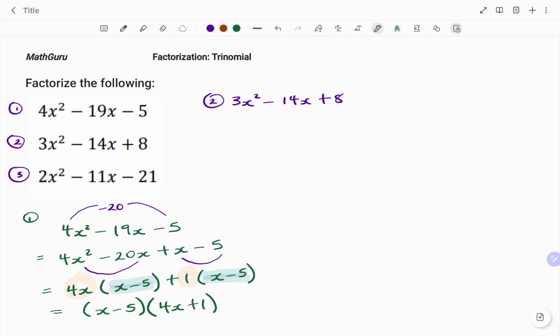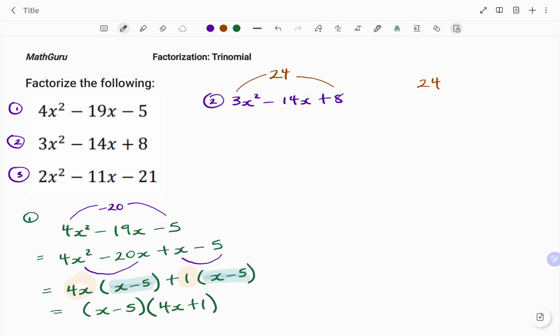Then I move to the next step to check the coefficient of x squared, which is 3 in this case. If it's 1, then I'm going to do my normal factorization, but because I have 3 as my coefficient, I'm going to pick the coefficient of x squared and multiply it by my constant term, which is plus 8 in this case. If I multiply that, it's going to give me positive 24. The next task is to find factors of 24, whereby if I multiply them together, will give me 24, but if I add them together, it will give me negative 14.